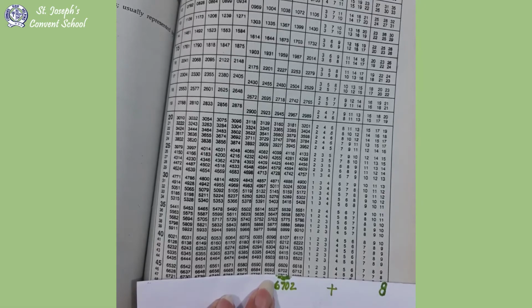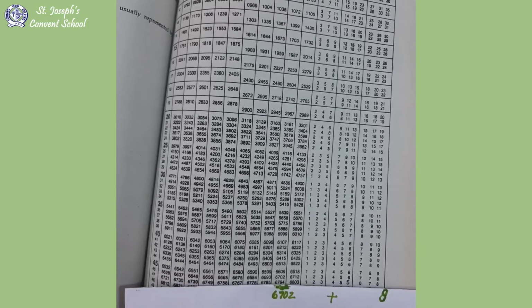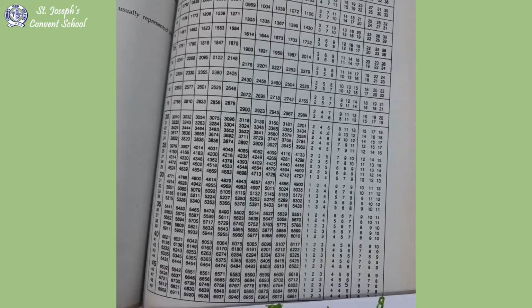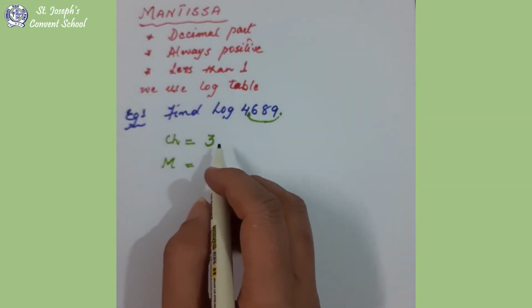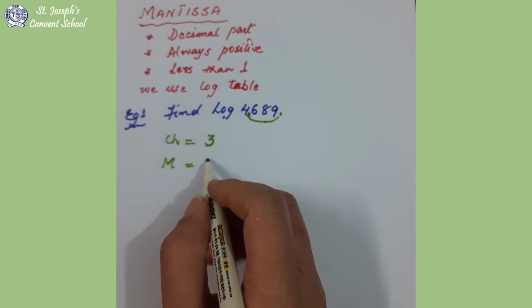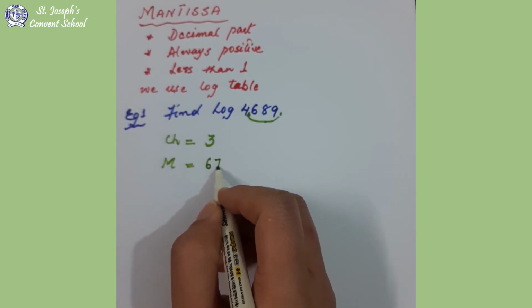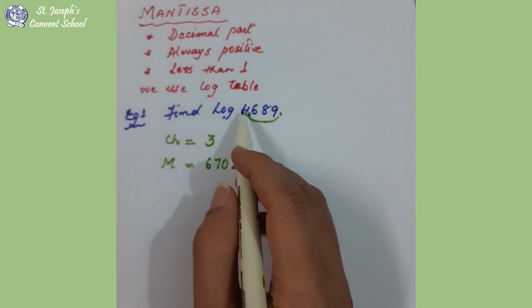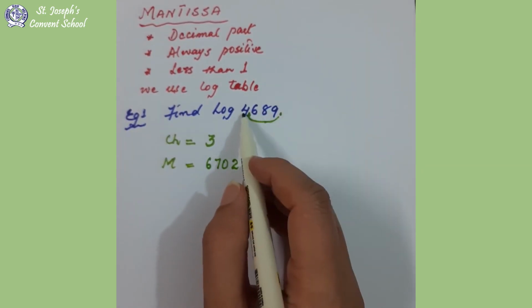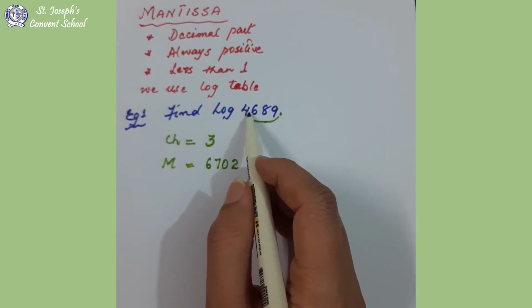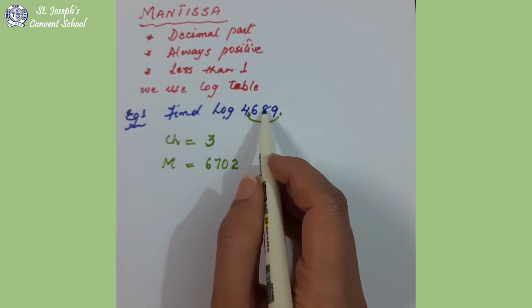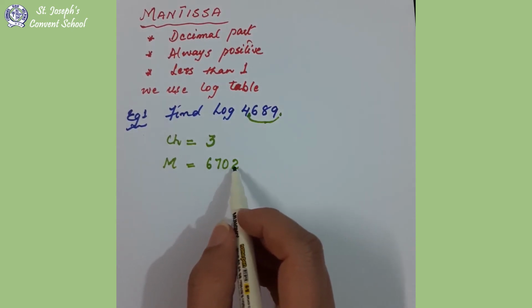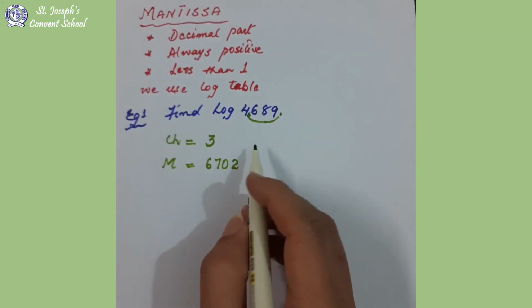I hope you have understood this, and I'm going to explain this in the class also, how to find the log value from the log table. The value we have checked in the log table is 6702. For 46, ignore the decimal. Always take two digits, because in the log table values start from 10, so you cannot check a single digit. 46 column 8 is 6702, and then the mean difference column 9 we always add.